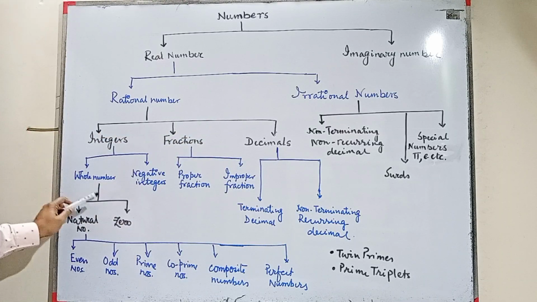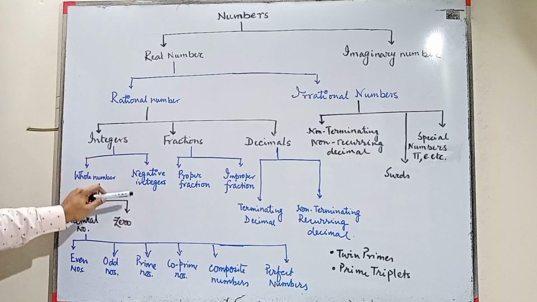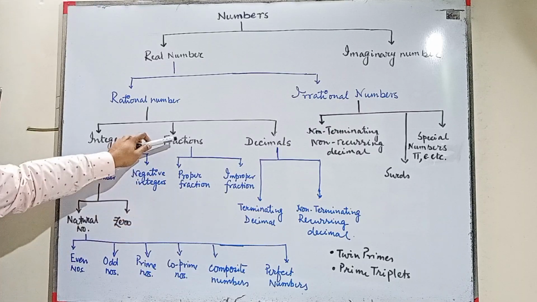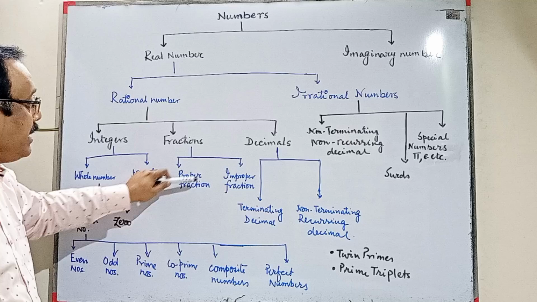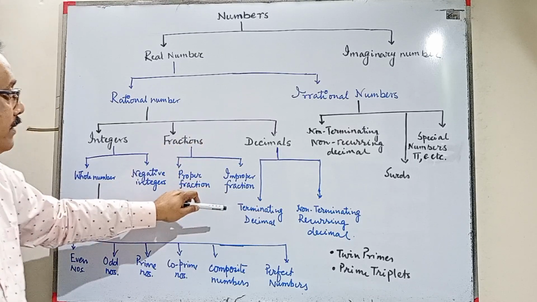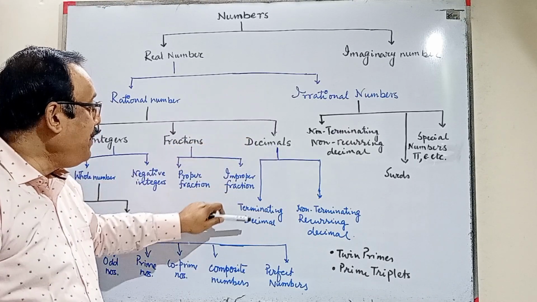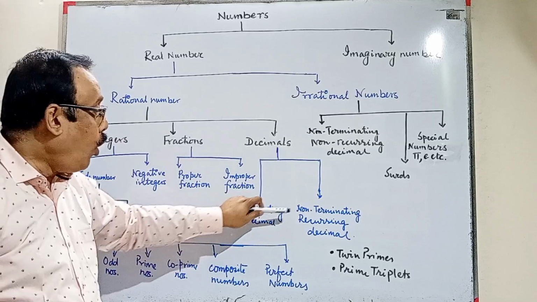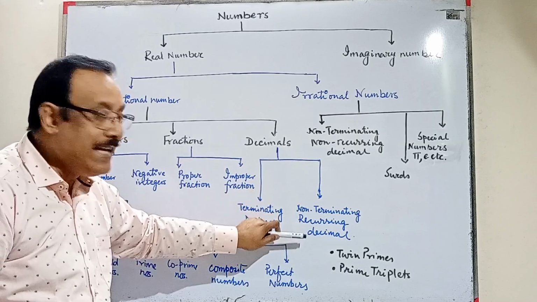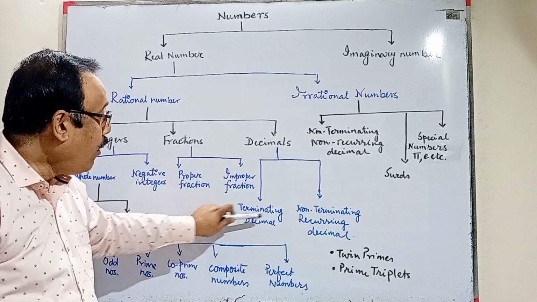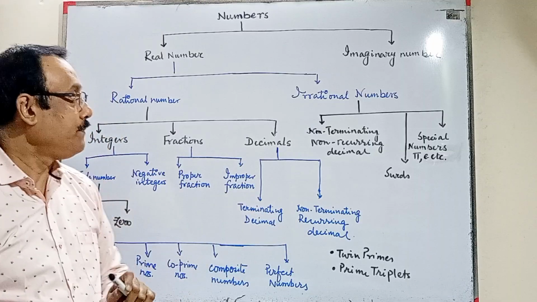Integers can be of two types. Either they are whole numbers or they are negative integers. Fractions can be either proper fraction or improper fraction. Decimals can be either terminating decimal or non-terminating recurring decimal.